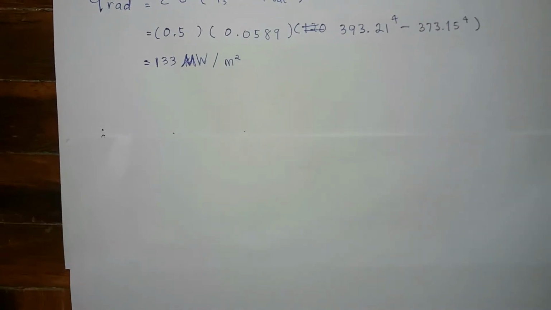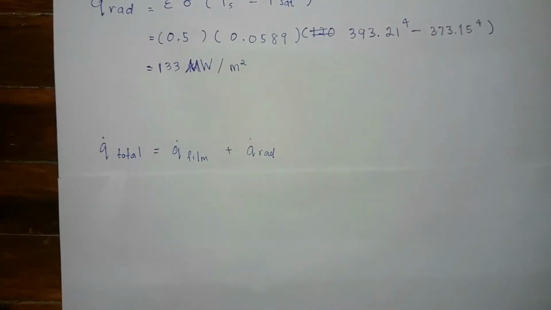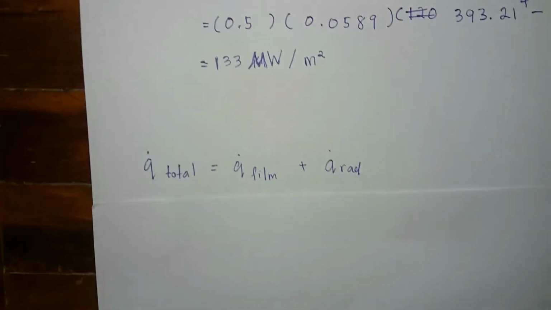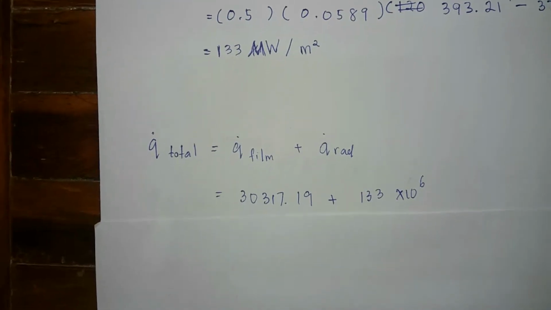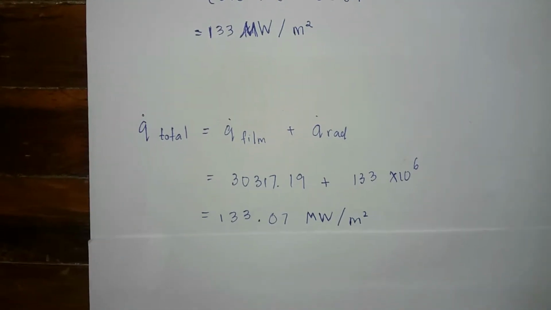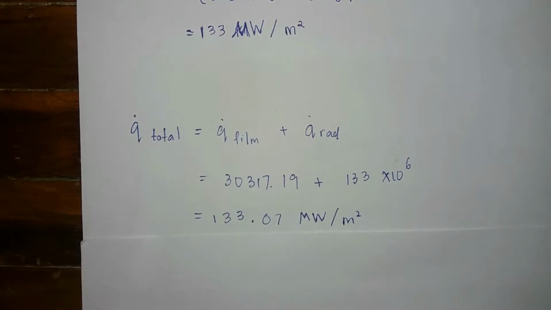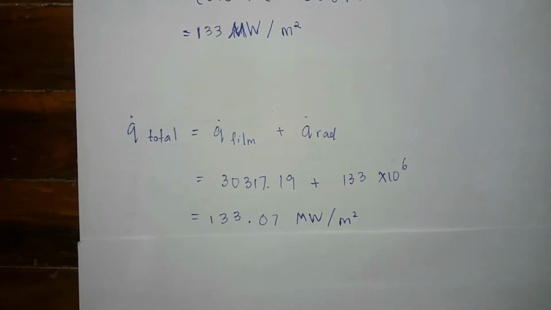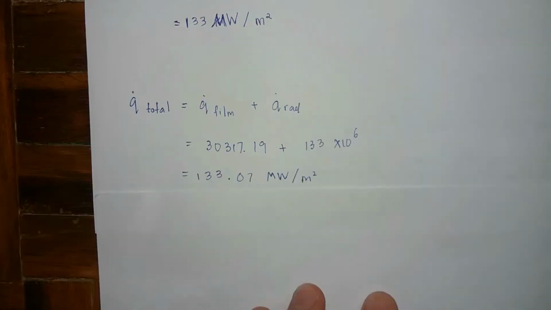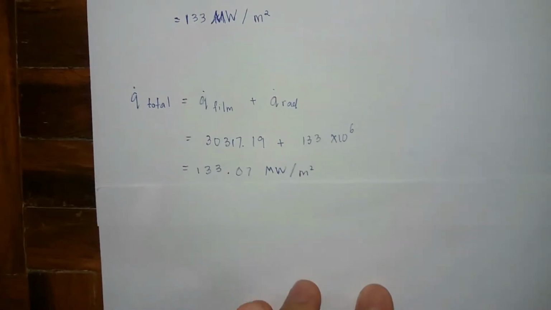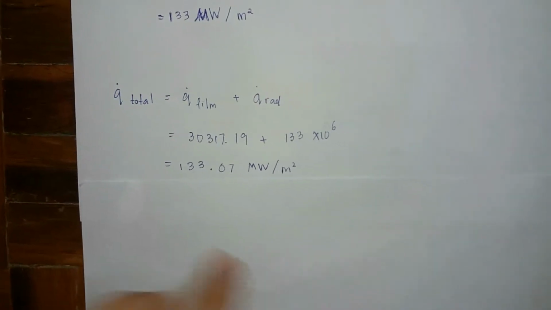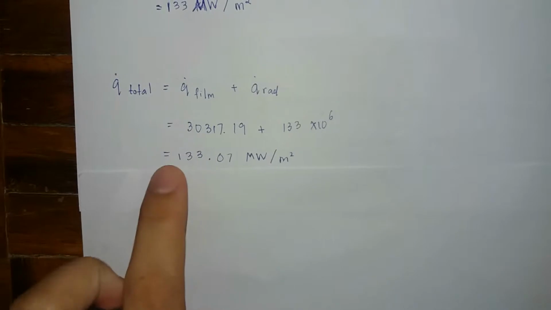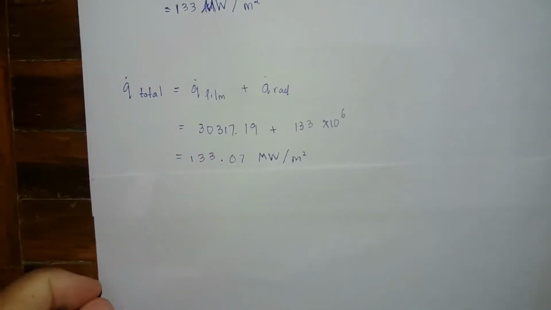Lastly, we total up the Q, which the equation is Q total is equal to Q film plus Q radiation. We sum up their values and we get 133.03 megawatt per meter square. This concludes that the increase in the wire temperature is 133.07 megawatt per meter square.